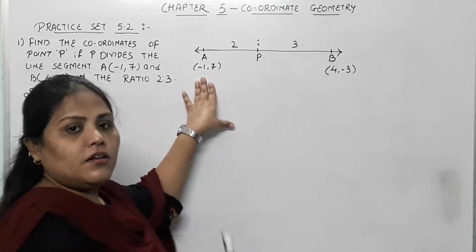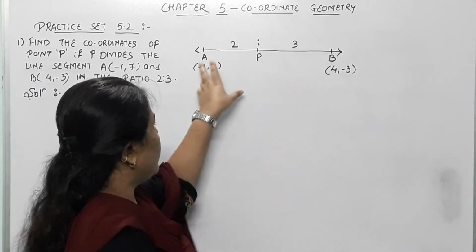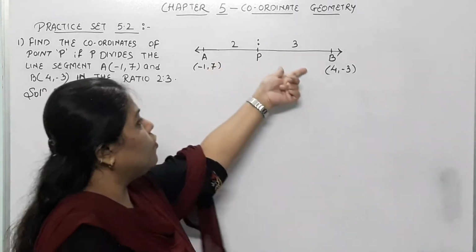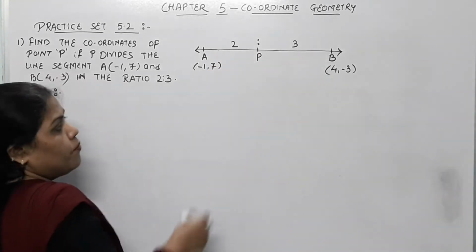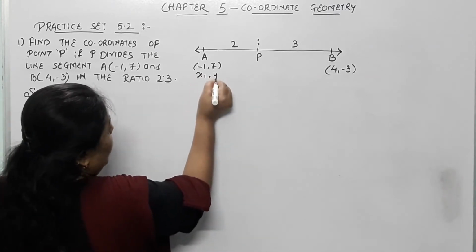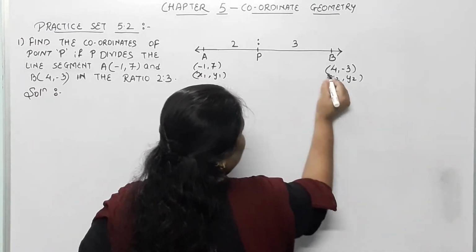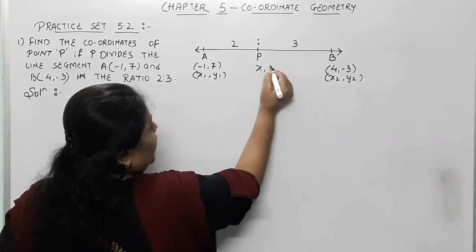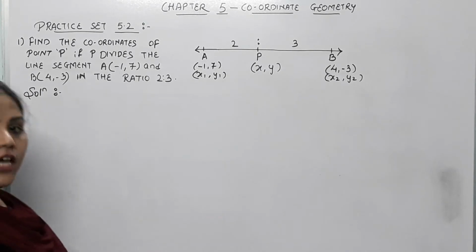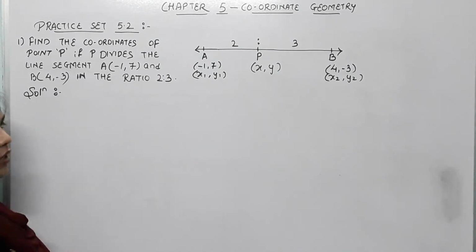Now, to make the sum easy to understand for you, I have drawn one line segment, that is AB, where point P is dividing AB in the ratio 2:3. I'll mark the coordinates of point A as x1, y1, and the coordinates of B are x2, y2. So, the coordinates of point P will be x and y. Now, based on the section formula, how to get the values of x and y, that we will see here. Write down.